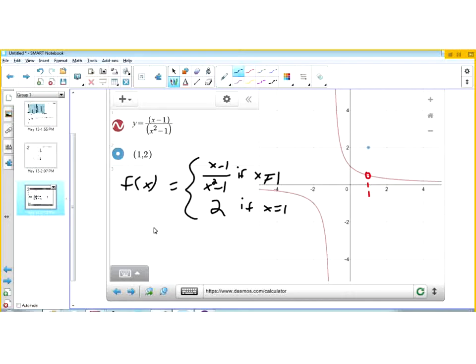So the question is then, what is the limit as x approaches 1 of f of x, where f of x is now defined piecewise? Now, f of x exists for all values of x. It just so happens that at x equals 1, the output is 2. I forced it to be 2. So every point on the x-axis has a corresponding output on the y-axis for this function. So does that alter the limit then? That's the question. Does it alter the limit?